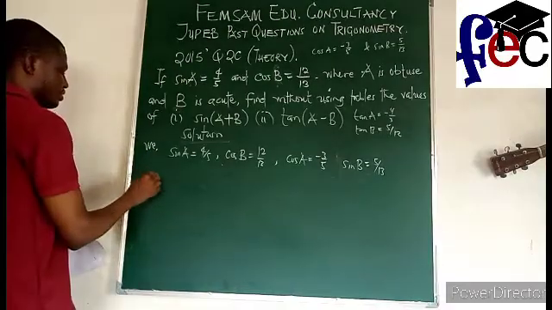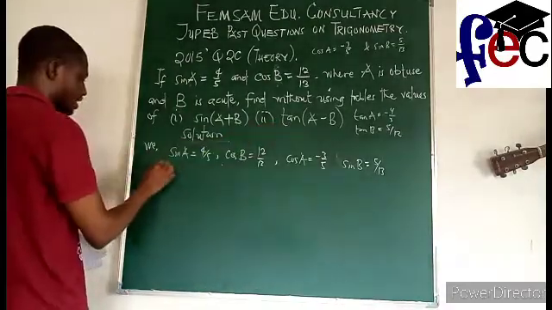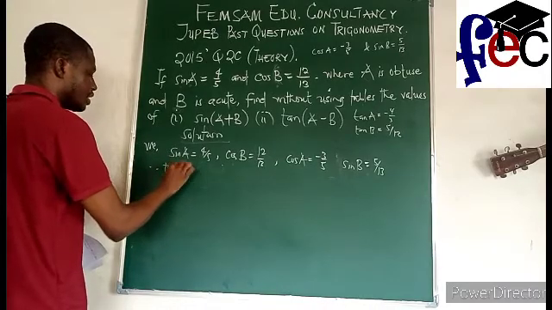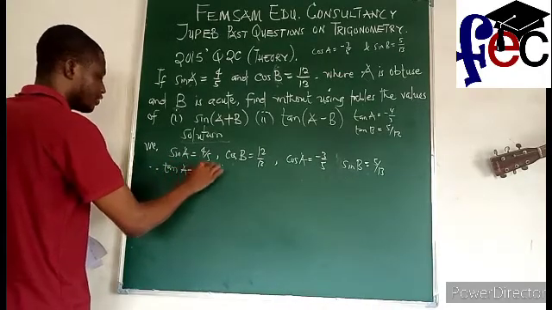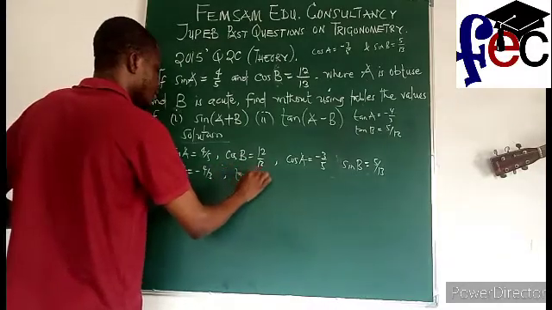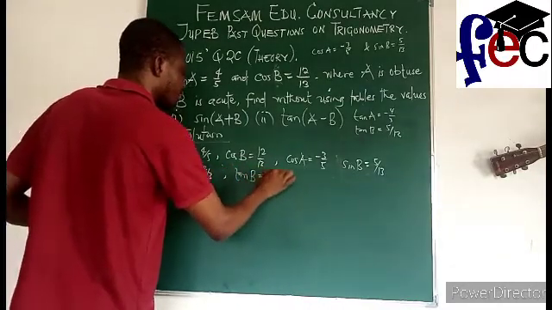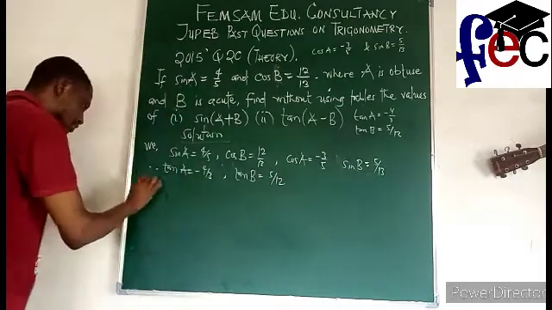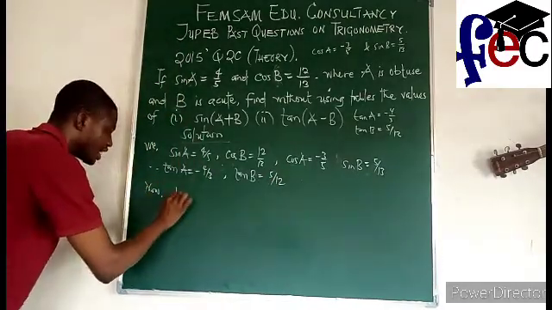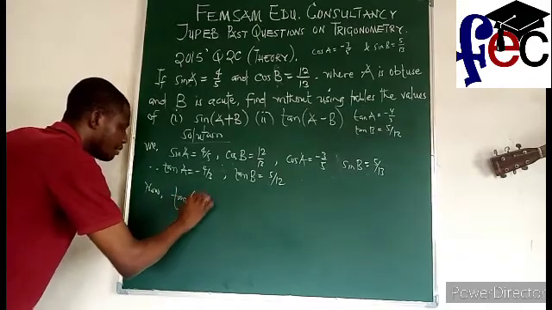So now I want to transfer it. We have this, so therefore tan A is equal to minus 4 over 3, tan B is equal to 5 over 12. So now, what is the expression for tan(A minus B)?